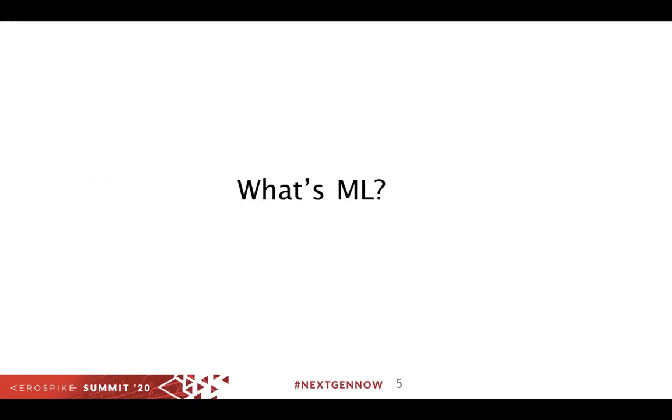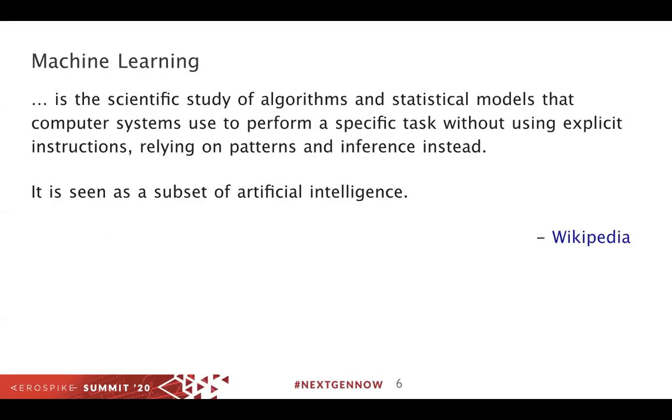So what is machine learning? According to Wikipedia, this is a scientific study of algorithms and statistical models that computer systems use to perform specific tasks without explicit instructions, relying only on patterns and inference. Machine learning is seen as a subset of artificial intelligence.